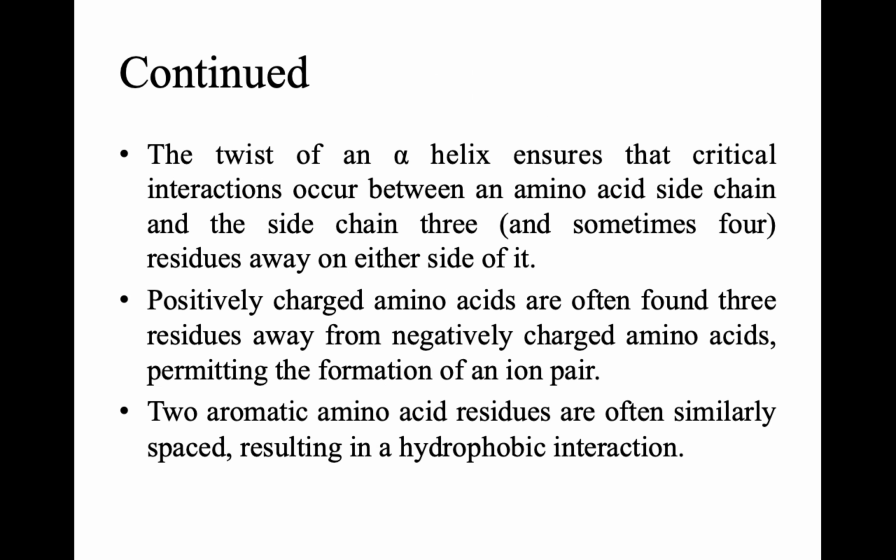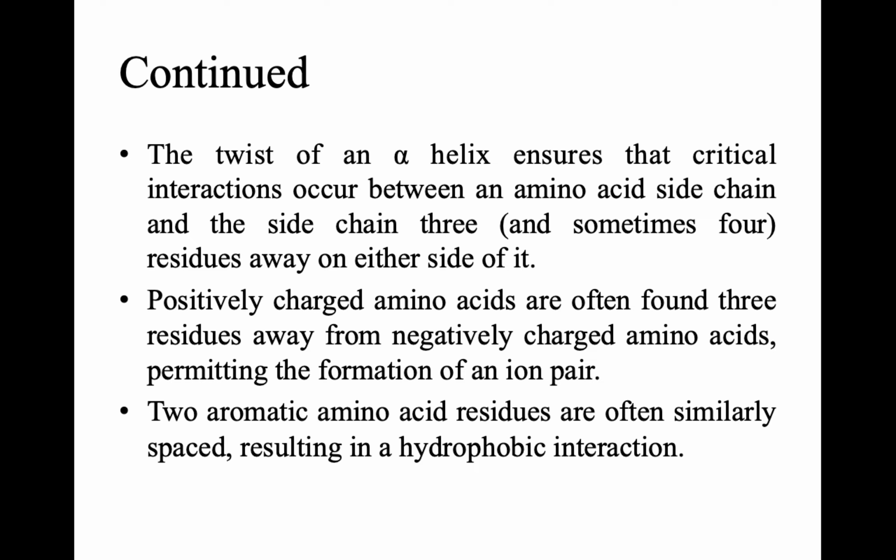And at the same time, the alpha helix is a helical structure, so it undergoes twisting. The twisting also ensures that interaction is going to happen between the side chains of the amino acids. So since the alpha helices undergo twisting or helical arrangement, we can also see interaction between the side chains of the amino acid residues, and especially the critical interaction occurs between the amino acid side chain of the first residue and the side chain of the third or the fourth residue.